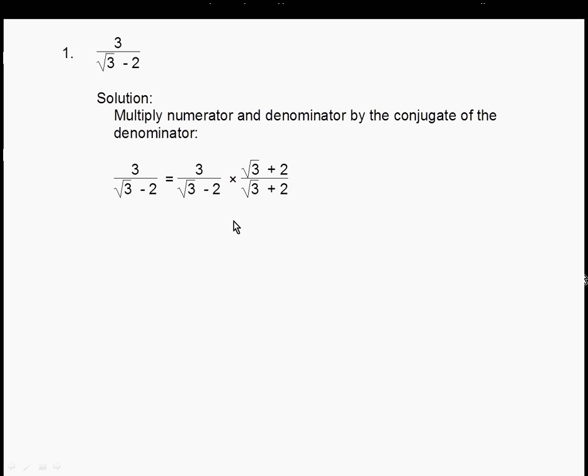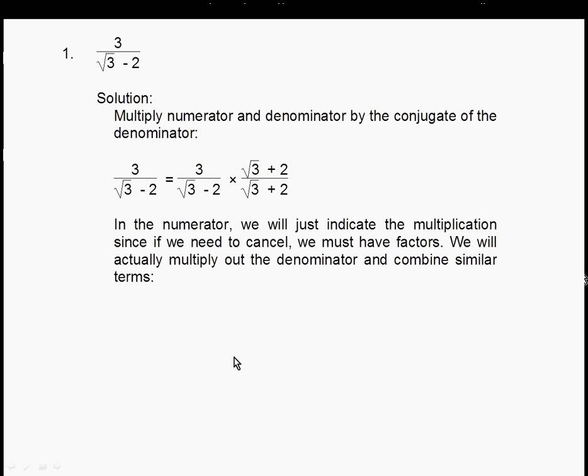Now in the numerator, since I'm basically lazy, I'm just going to indicate multiplication. I'm going to have 3 times the square root of 3 plus 2. In the denominator, you're doing FOIL. In the numerator, just indicate, because if I indicate the multiplication, I have factors, and if I want to simplify, I need factors. So when I did the denominator, first, outer, inner, last. Notice the outer and inner add up to be 0. 2 square root of 3 minus 2 square root of 3 is 0. The square root of 3 squared is just 3. So my denominator is 3 minus 4.